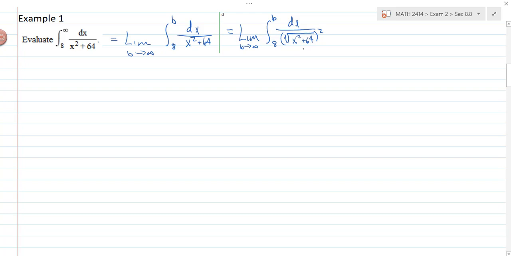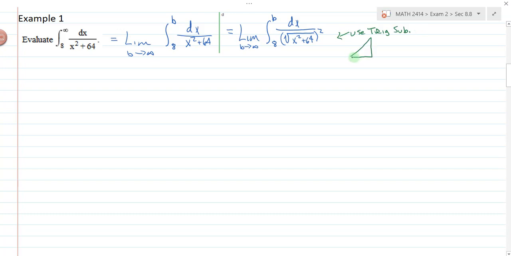Can you tell now what technique we should use to integrate this? In the denominator, we have a square root of x squared plus 64. These are mathematically equivalent because when you square a square root, they cancel each other out and you're left with what's on the left-hand side. So what technique should we use here? Trig substitution.